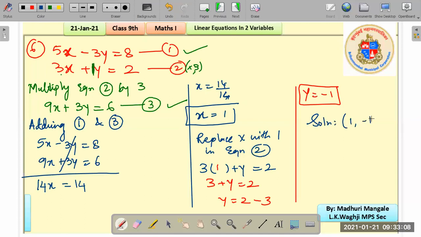So it is 1 comma minus 1. The solution is 1 comma minus 1. I hope you are all able to follow. The questions are very easy and only need a standard 3 steps.